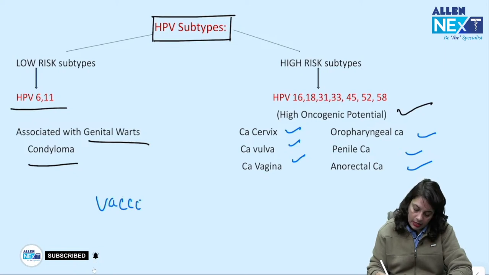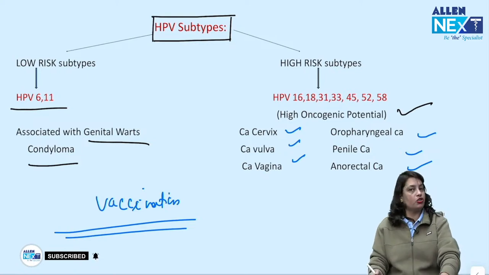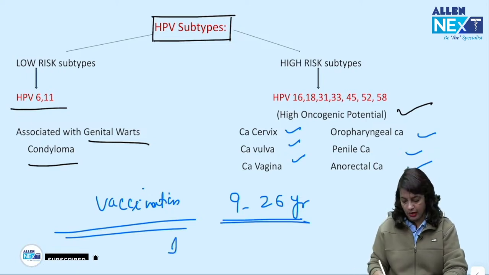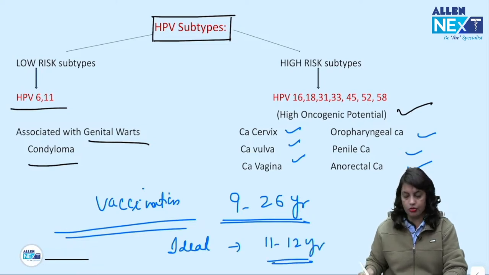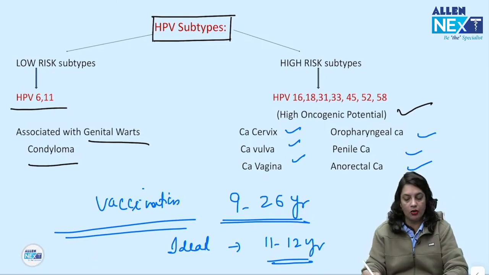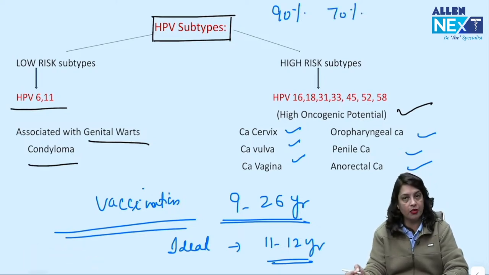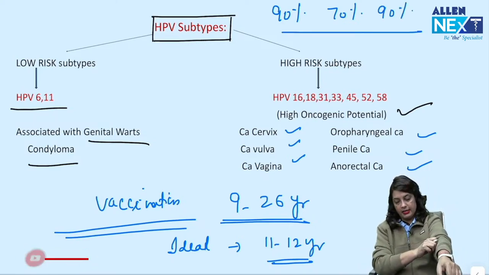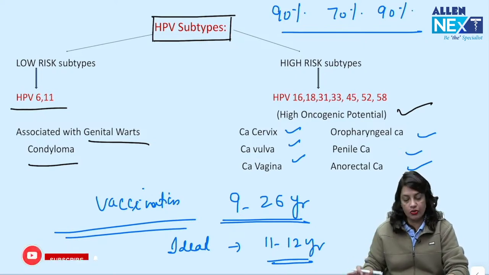That is why there is an important concept of vaccination. Vaccinate the children between 9 to 26 years of age or before the sexual activity starts. Ideal age group according to WHO is 11 to 12 years. There is a global eradication strategy of cancer cervix, that is 90% girls should be vaccinated, 70% of the females should be screened, and 90% should get the treatment for cancer cervix to eradicate it. Okay, 90, 70, 90 strategy.